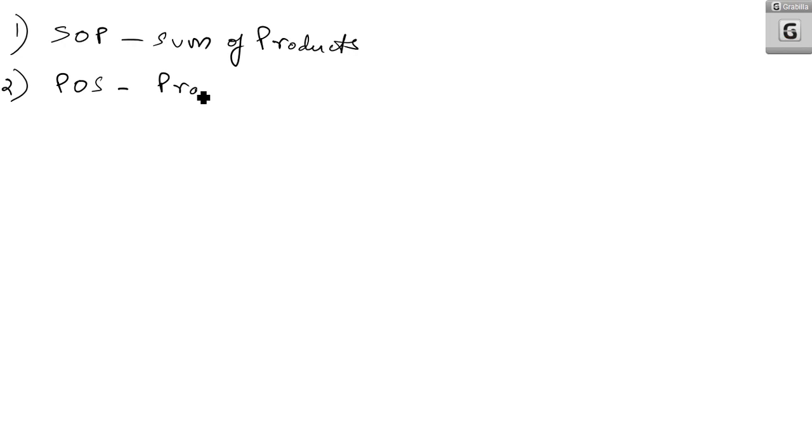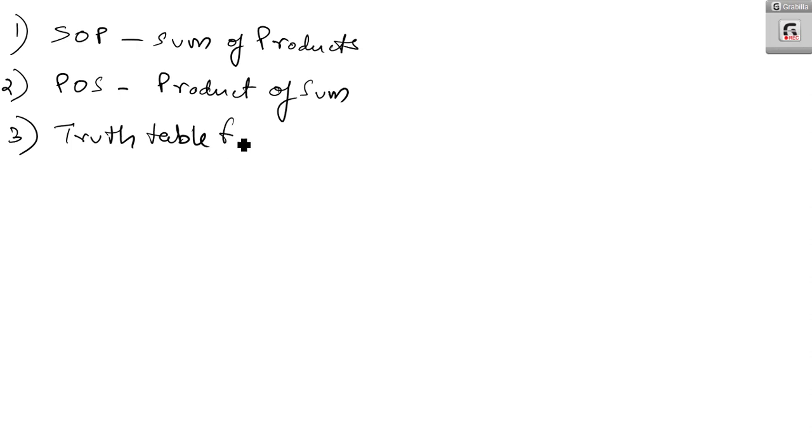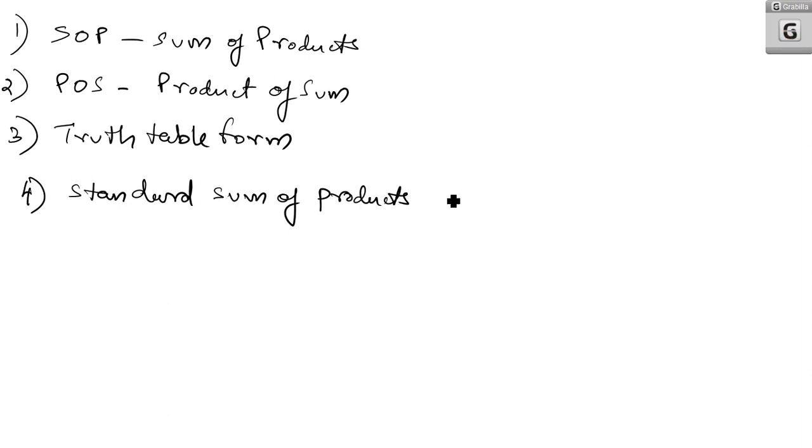First one is sum of products form, SOP, that is sum of products form. Second one is POS, that is product of sum form. Third one is truth table form. Fourth one is standard sum of products form. It is also known as disjunctive canonical form.